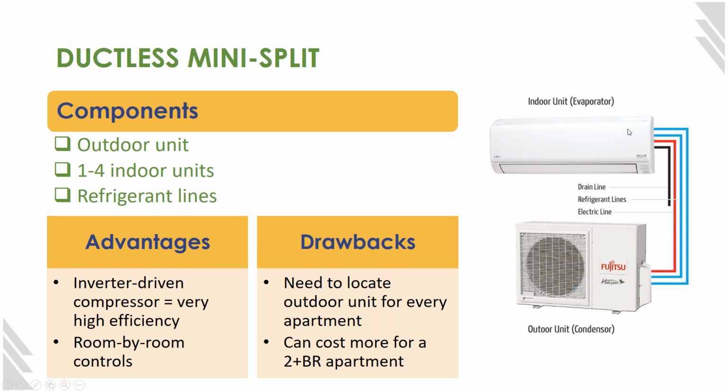Maybe it makes sense to have a ductless mini split in certain apartment types and then a ducted system in other apartment types. And the ducted system, it's still an inverter-driven compressor, so it's still going to be quite efficient if it's using the same technology as these.